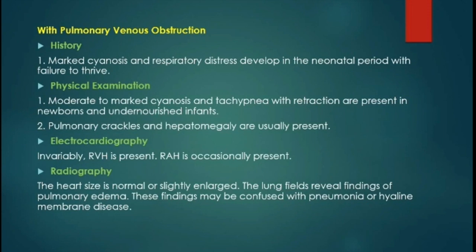Patients with pulmonary venous obstruction present with marked cyanosis and respiratory distress since the neonatal period. Physically, these patients show cyanosis, tachypnea, and retractions in these patients who are malnourished. Chest examination will show the pulmonary crackles, hepatomegaly. ECG shows right ventricular hypertrophy or right atrial hypertrophy. Chest X-ray shows a normal heart size or slightly enlarged, with lung fields showing evidence of pulmonary congestion up to pulmonary edema.